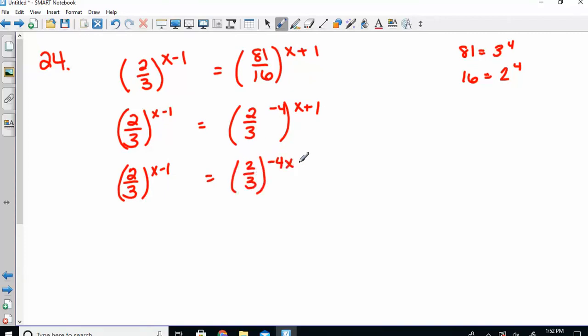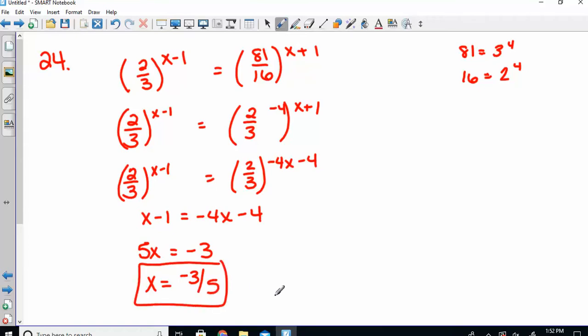So then, with these exponents, you have a power to a power, so you multiply those. So we get negative 4x minus 4. Now they each have a base of 2/3, so now the exponents are equal to each other. So we add over the 4x, add over the 1, and we get negative 3/5. And if you're ever not sure if you did it right, you can always plug it back in and check it too.